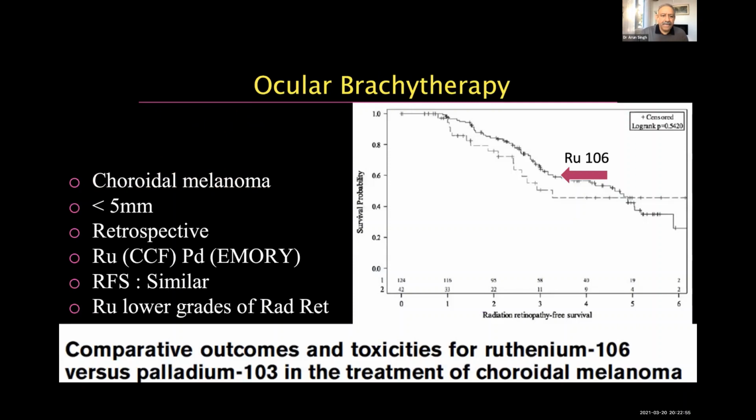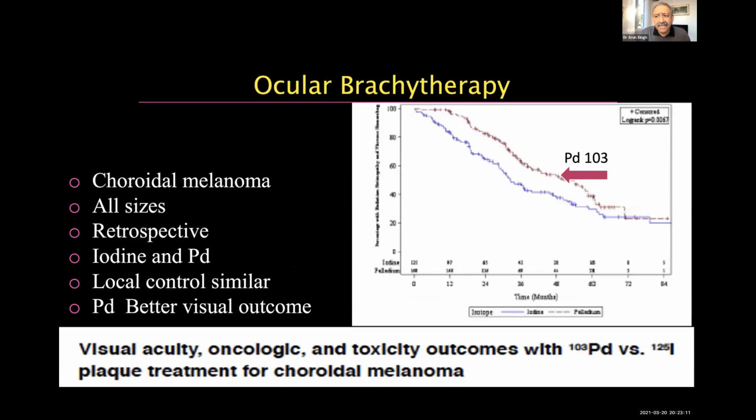And then we talk about efficacy. In properly balanced studies, they're equivalent. You can use ruthenium, but yeah, only for tumors that are less than 5 millimeters. And the other isotope for sometimes medium-sized tumors is palladium, also equally effective.